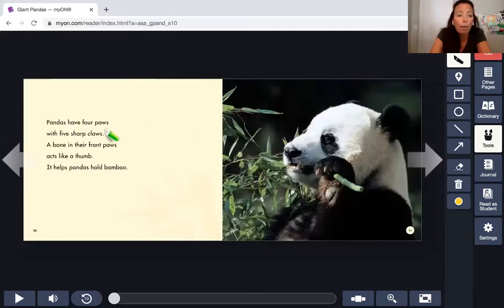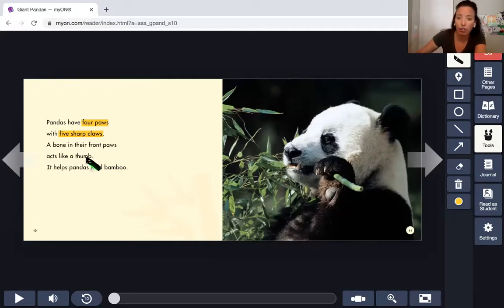Pandas have 4 paws with 5 sharp claws. A bone in their front paws acts like a thumb. It helps pandas hold bamboo. All right, so let's see. This also tells me more about their body. They have 4 paws, and on each paw they have 5 sharp claws, kind of like our fingers. And one of their bones is like a thumb.